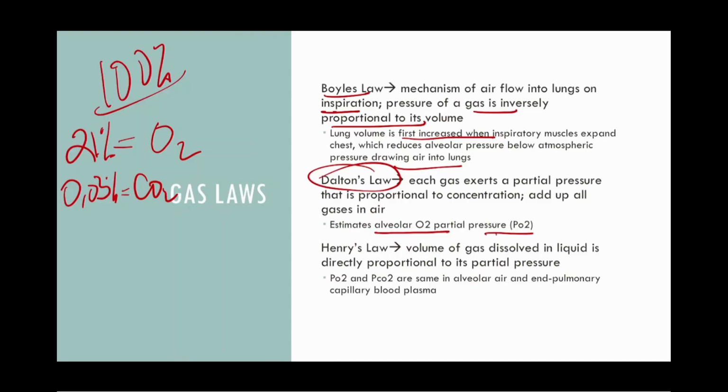The last thing is talking about Henry's law, and that states that the volume of gas that's dissolved in a liquid is directly proportional to its partial pressure. And that's just how we get these partial pressures of O2 and CO2, which has to do with the air that we're breathing in.